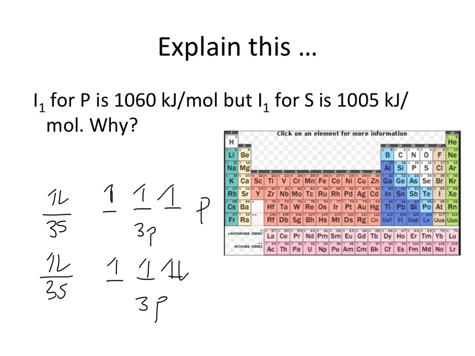Because it has a pair of electrons sharing a seat, the repulsion that occurs here causes this element to not be quite as stable as this one with the half-filled shell. So it's easier to remove this electron than this one, because basically this other electron sitting in the same seat is trying to kick this one out. So the first ionization energy for your sulfur is going to be slightly lower than your phosphorus.